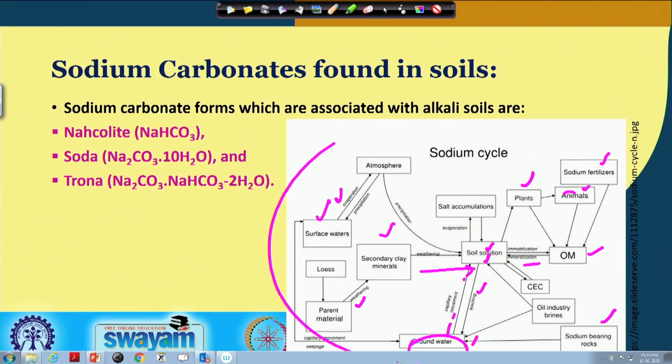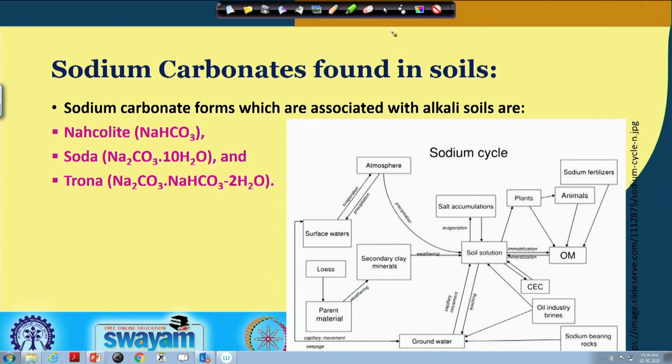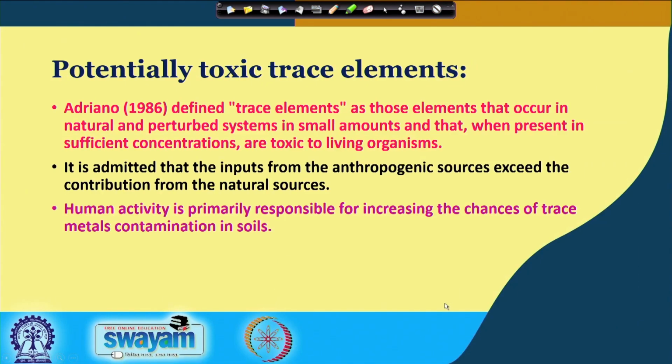So, this is the sodium cycle, and one more thing, capillary movement and seepage can occur from surface water to the groundwater and vice versa. So, this is basically the sodium cycle in the soil, and this is how, when the sodium concentration increases in the exchange complex, it creates an unfavorable condition for the soil.